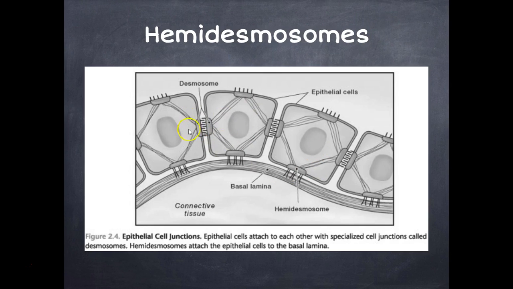So as you can see, these are the desmosomes here we were talking about with the intermediate filaments. And hemidesmosomes connect to the basal lamina to the extracellular matrix and the connective tissue in order to ensure that the epithelial cells stay put here on this layer.